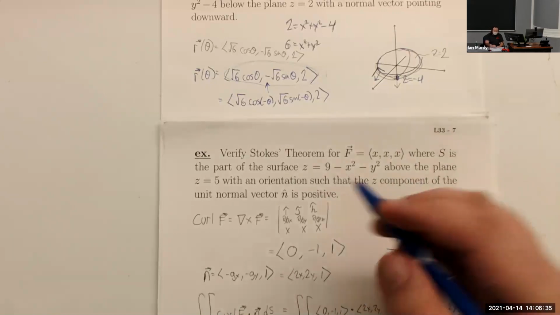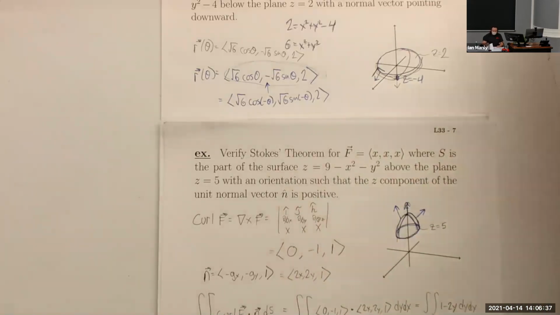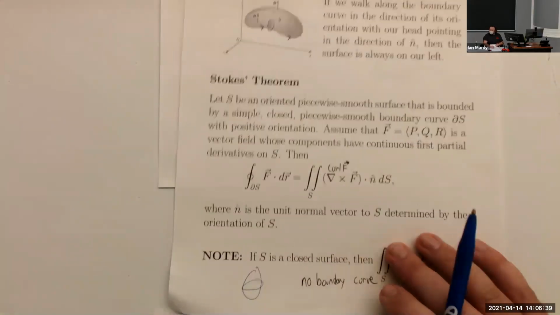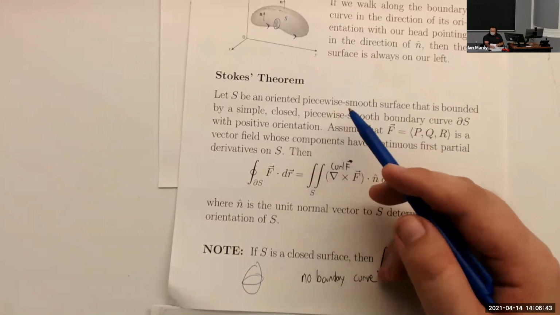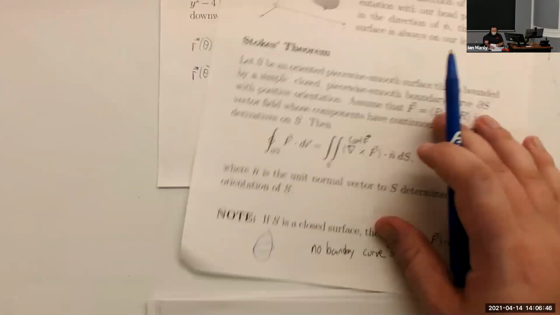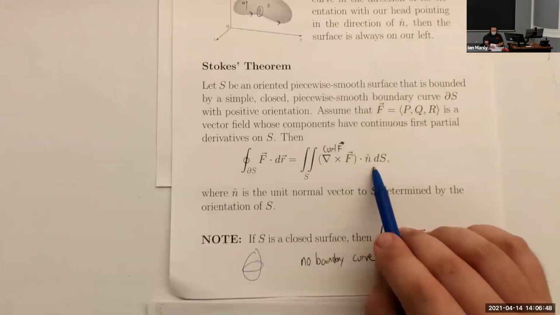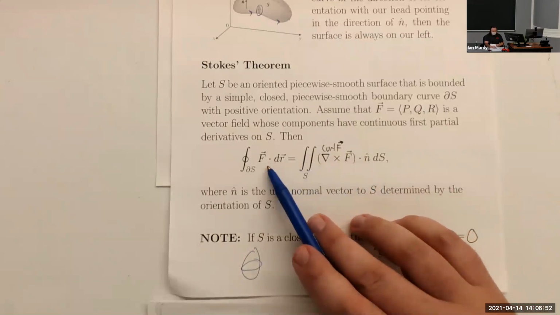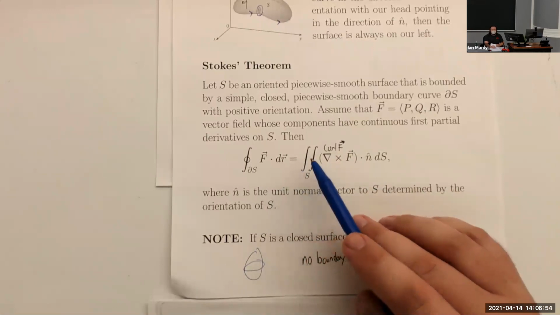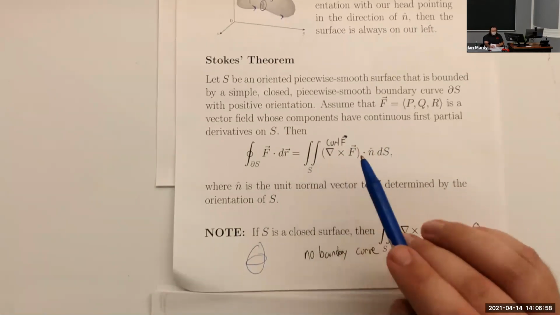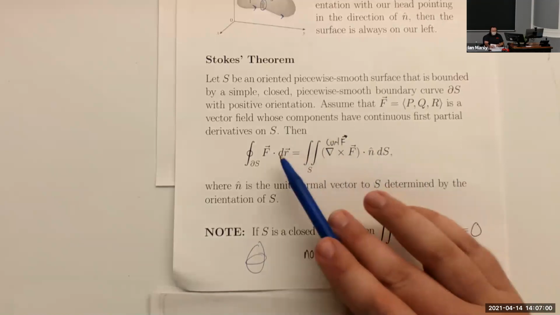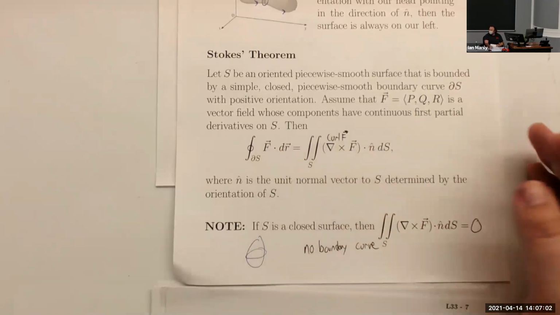So what does it mean to verify Stokes' theorem? Well, Stokes' theorem was an equation, right? It said that this equation was going to be true provided we satisfy all of this, which we do. So what we want to do is compute this integral, the curl of f dot n hat, and compute this integral, f dot dr. And we want to see that they're the same thing because Stokes' theorem says that they will be the same. So we're going to compute each of these separately and then confirm that they give the same answer right here.